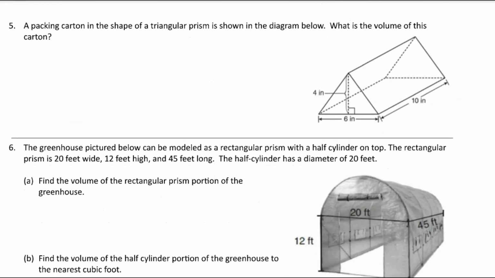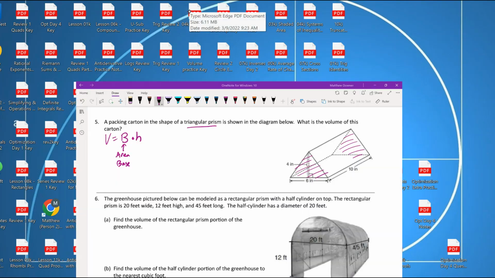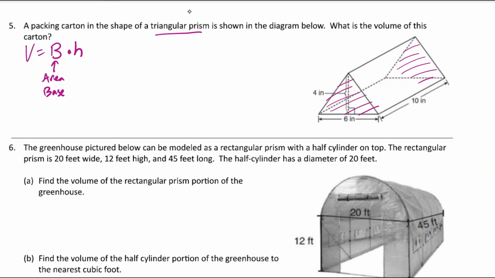Number 5. A packing carton in the shape of a triangular prism is shown in the diagram below. What is the volume of this carton? Well, remember the volume formula for any prism would be the area of the base times the height. And in this case, my base is a triangle because there's a base on the front and a base on the back. This way it's just lying down instead of standing straight up.